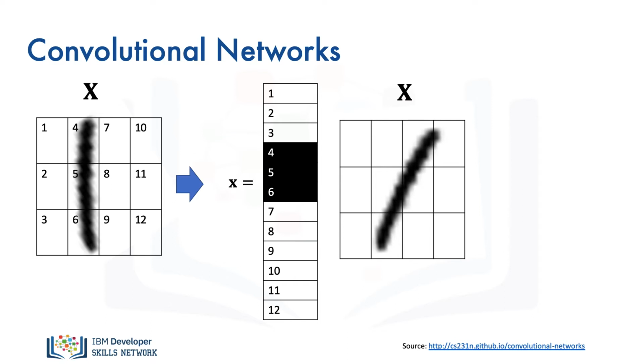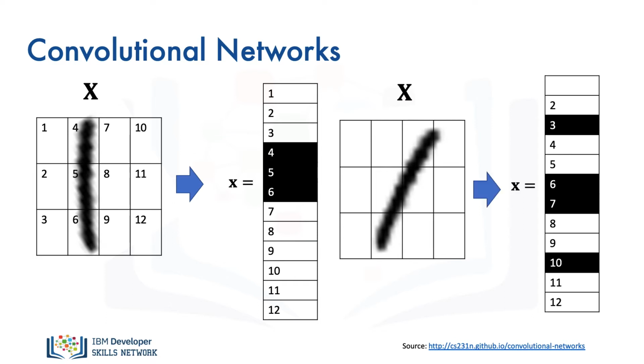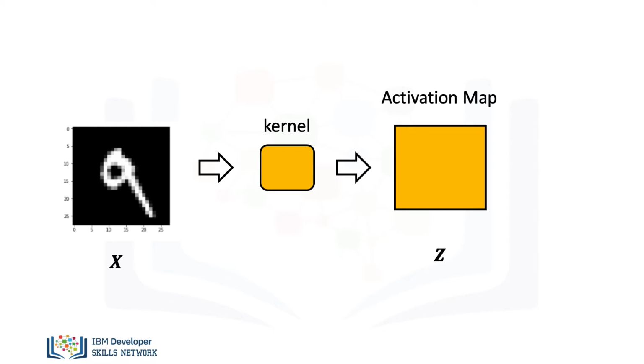Again, we have the original image. The second image is slightly shifted. If we convert it to a vector, the intensity values are in two totally different locations. Convolutional networks help this problem by looking at relative positions of the pixels rather than absolute positions. Using the image and something called the kernel, we're going to perform convolution. This result is called an activation map.